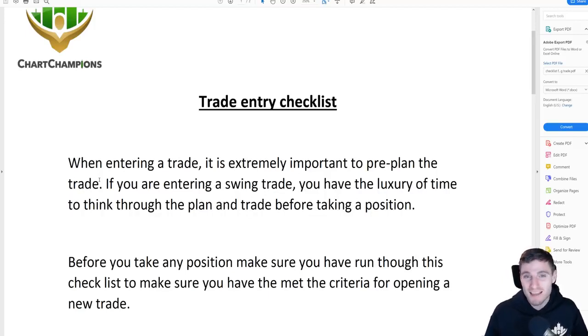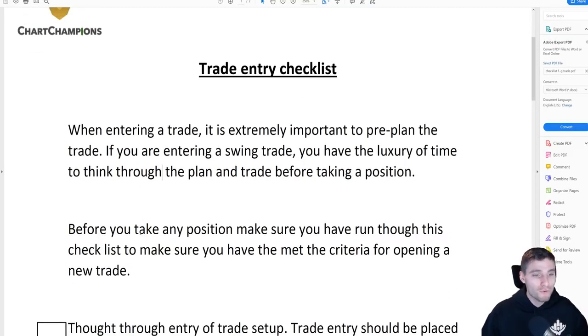As a scalp trader, you have no luxury of time. You have to think in the moment. You don't have time to plan. So as a swing trader, you have the luxury of thinking through your plans before you execute them, and you have to think through the plan before taking that position. So before you take any position, make sure that you have run through this checklist to make sure that you have met the criteria for opening a new trade.